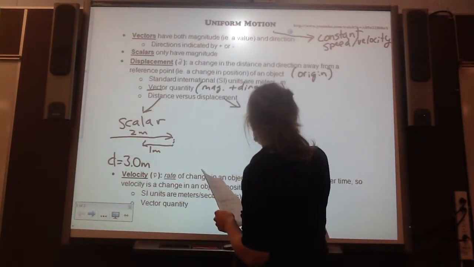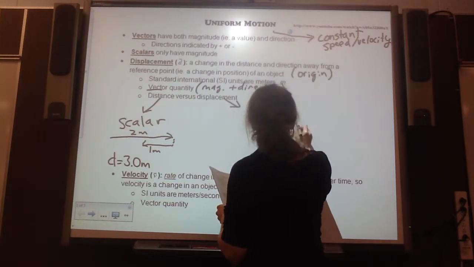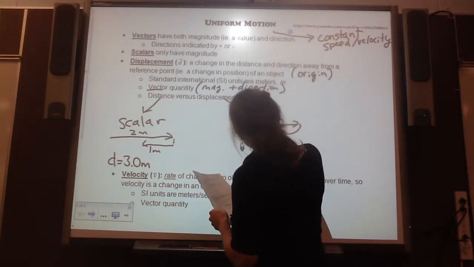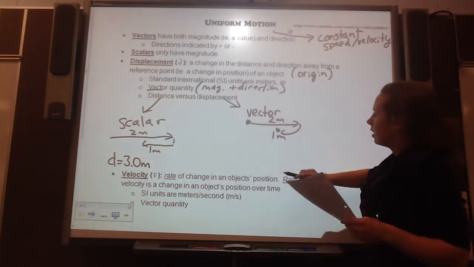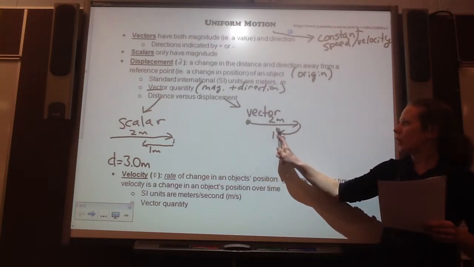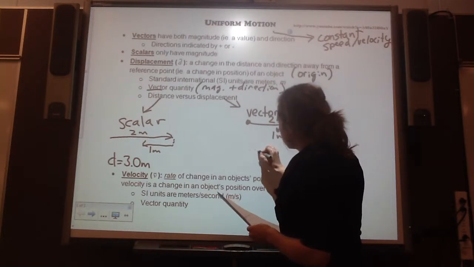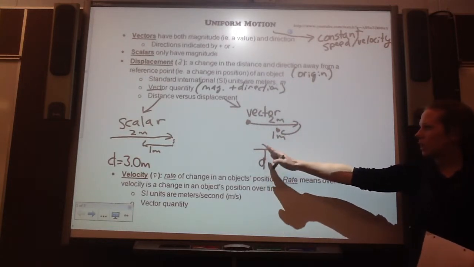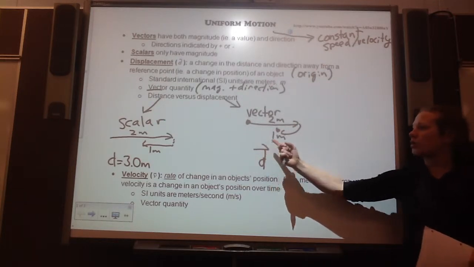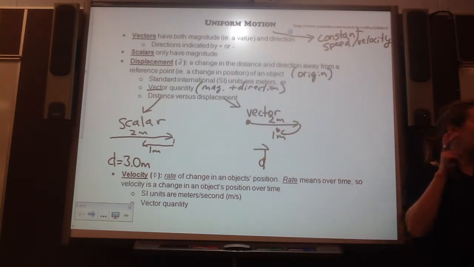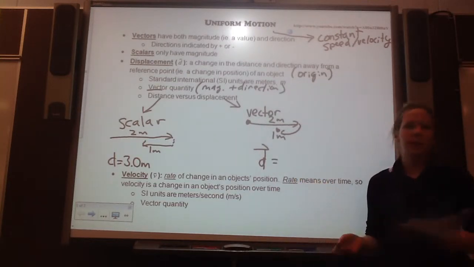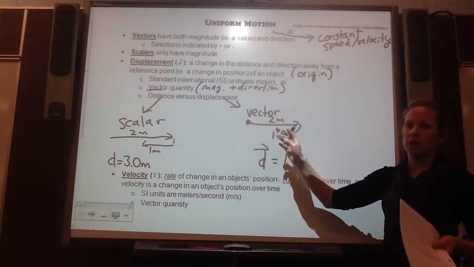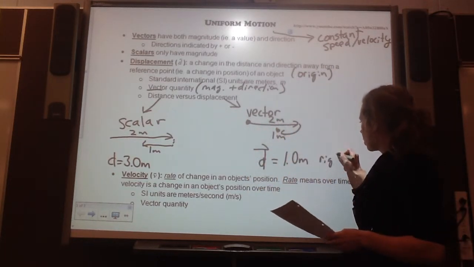Displacement, however, is a vector quantity. So if I did the same thing, I went 2 meters, I turned around and I went 1 meter. This is where I started, this is where I ended. So what I do is I look from where I started and from where I ended. The D with an arrow over the top means displacement. That's the key thing here. There's an arrow over the D because this indicates direction too, or it's a half arrow. So what's my displacement? 1 meter. I need to give direction, so in reference to where I started, I've gone 1 meter right. Or you could say east.